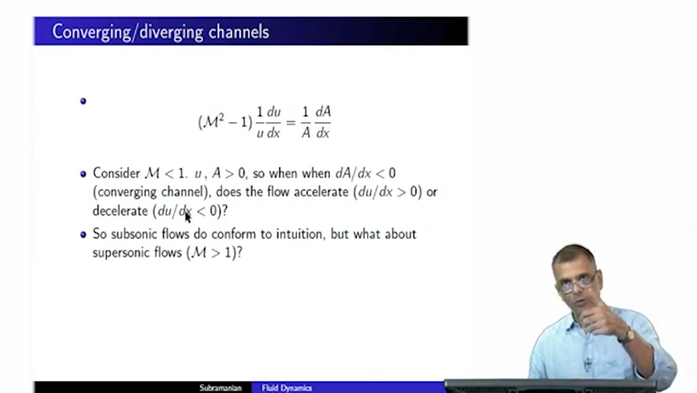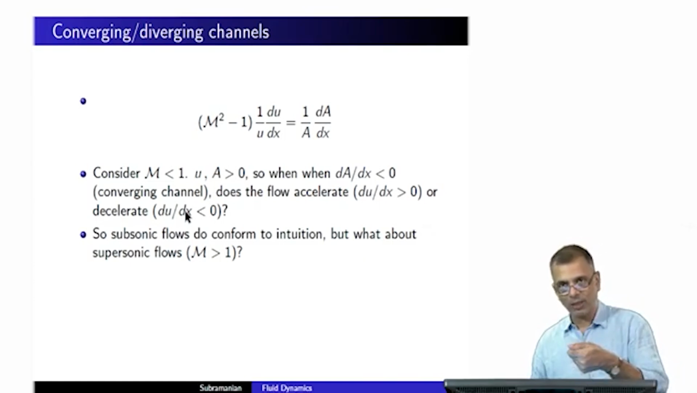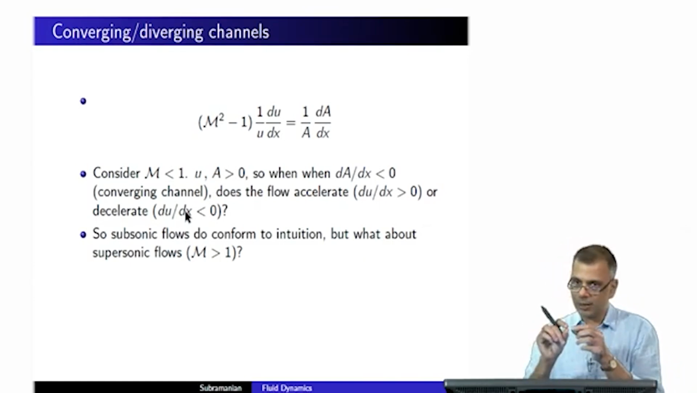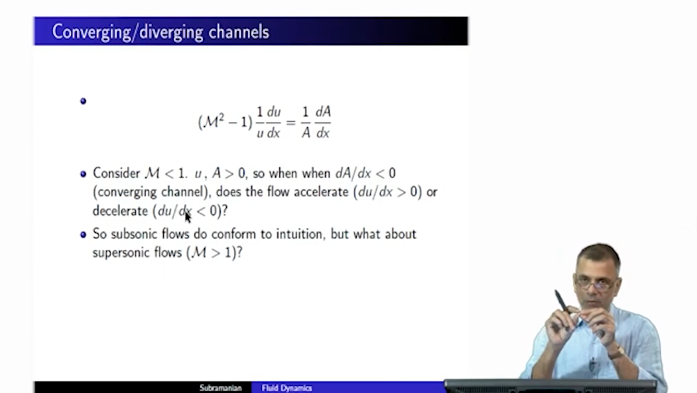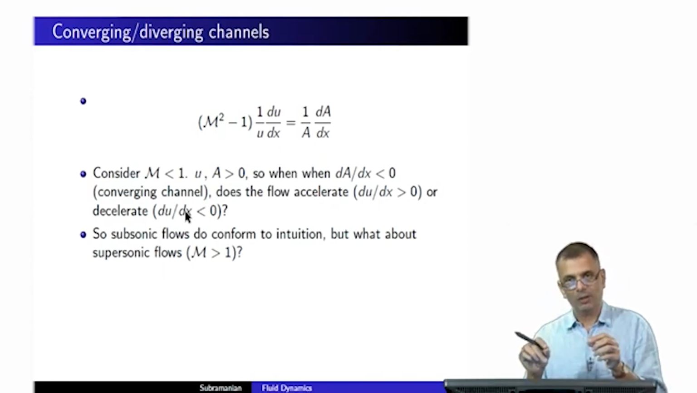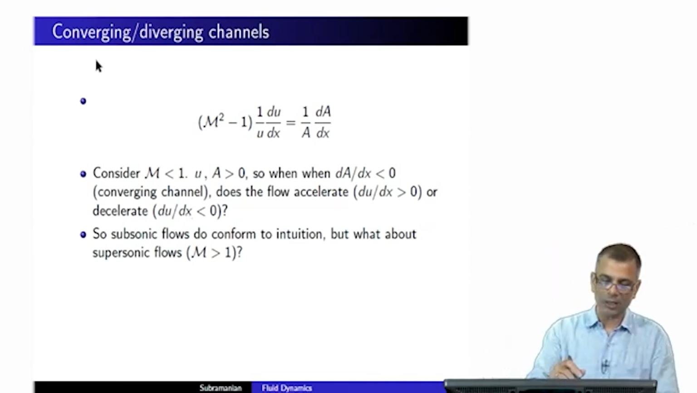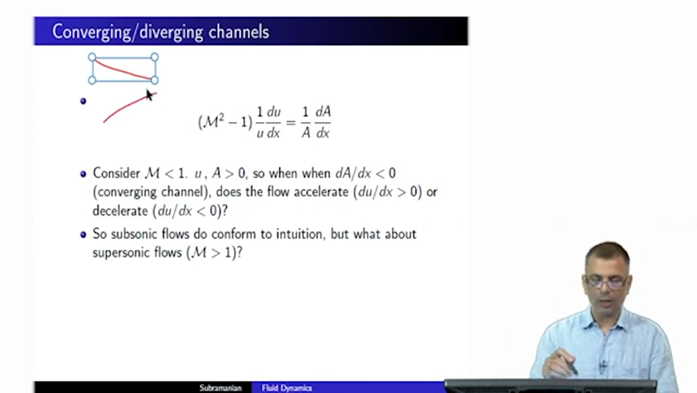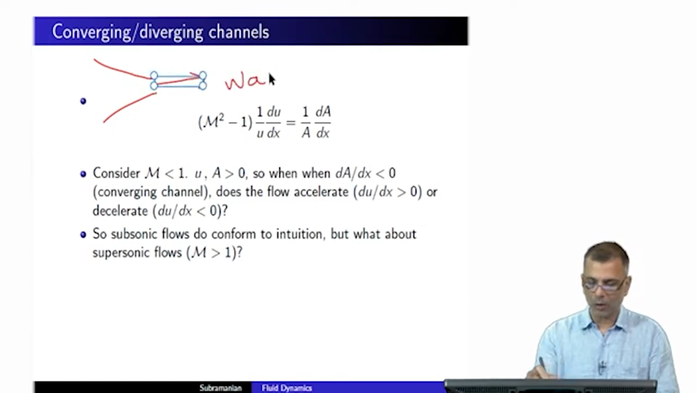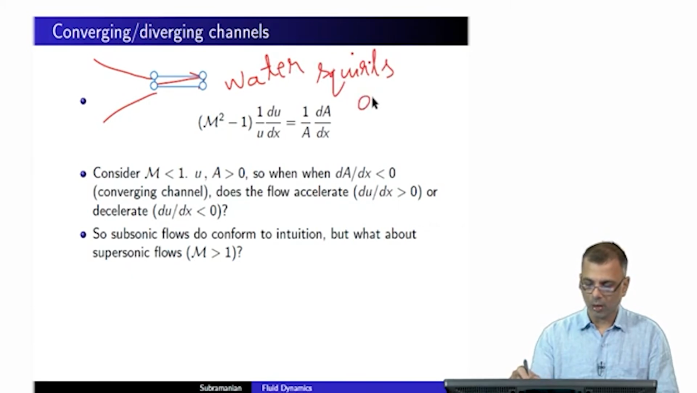You take a garden hose pipe and you pinch it. In other words, you decrease the area and you find that the speed of water coming out from the nozzle is larger. You make it a converging channel like this, and you find that pinching it makes the water squirt out fast. In other words, the flow accelerates.